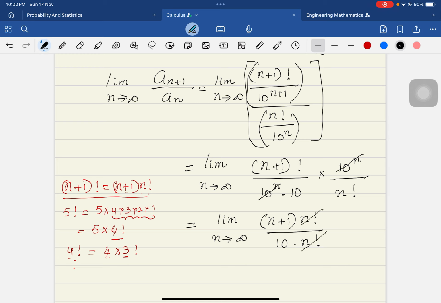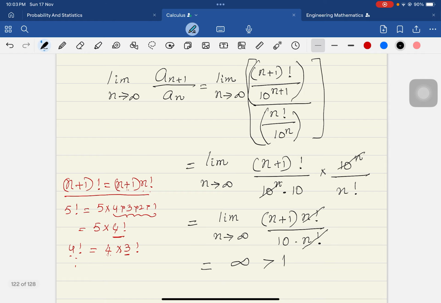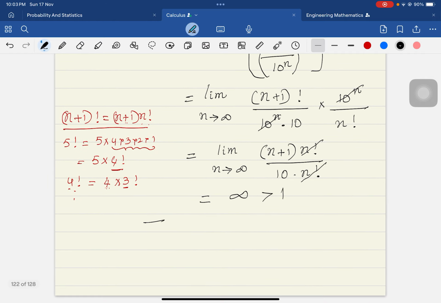So that I can cancel this one. Now as n is going to infinity, infinity plus 1 by 10 is again infinity. Now infinity is greater than 1. Therefore, the series is divergent, because the limit is infinity and it is greater than 1. So the series is divergent.